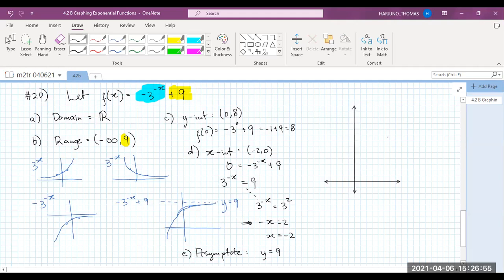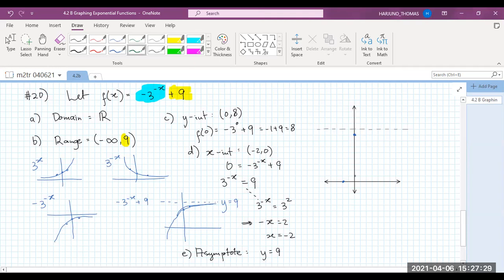Okay, now then the y-intercept is (0, 8). So 1, 2, 3, 4, 5, 6, 7, 8. The x-intercept is (-2, 0). The horizontal asymptote is y equals 9. Okay, and then how about those three important coordinates?